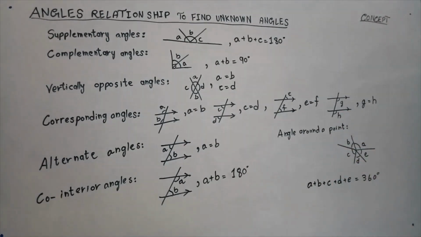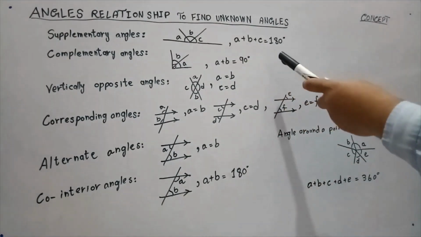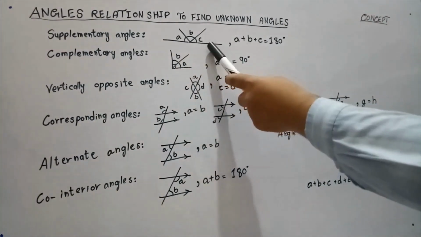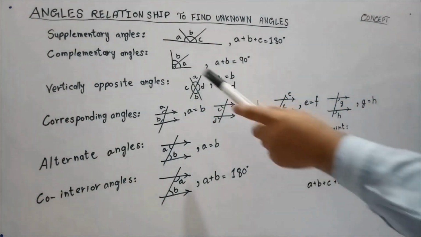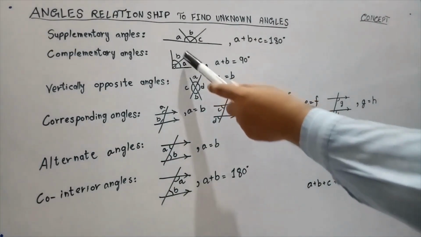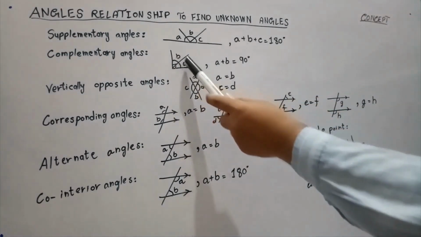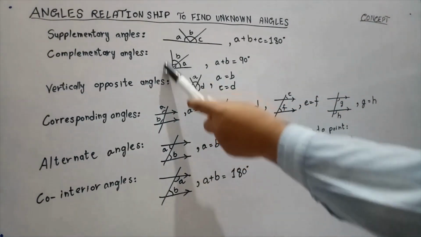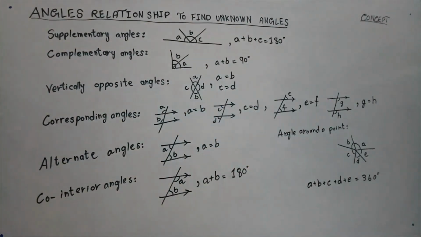I have taught you this before, and now I am not going to explain it again, so you just take a look at it. Supplementary angles: on a straight line, the sum of all the angles is 180 degrees. Complementary angles: the sum of the angles is equal to 90 degrees if they are in a right angle.